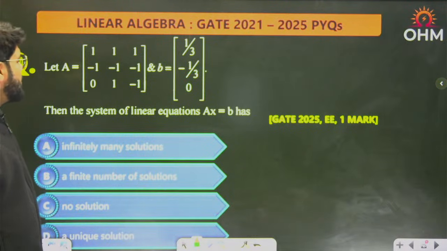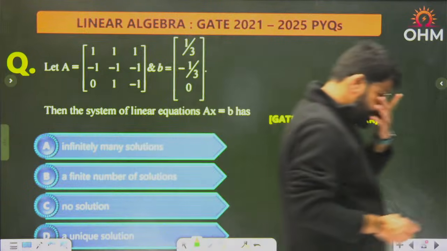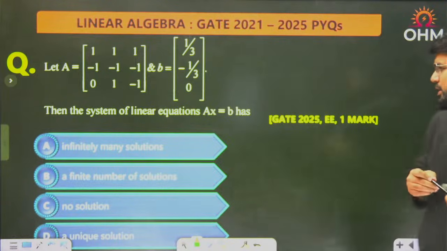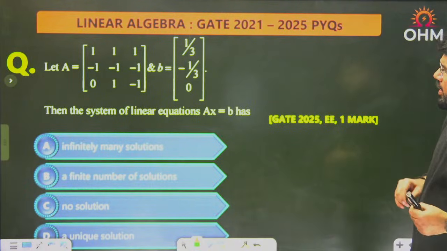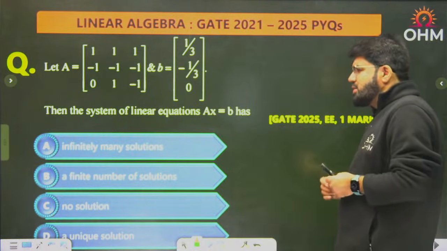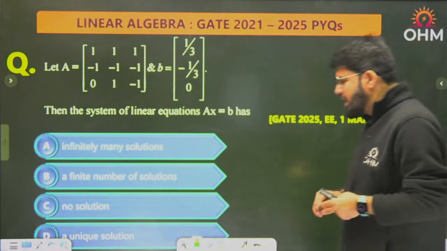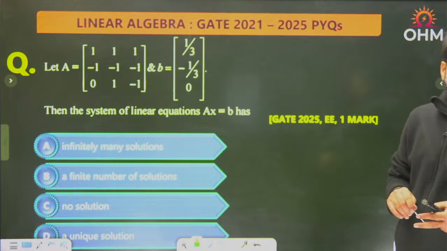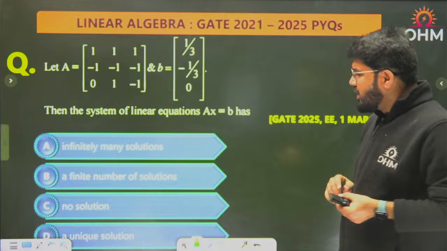Next question. All right, system of linear equations coming up here. Next question, GATE 25 DA, 1 mark question it is. Let A and B be given to you. What does the system of linear equations have? Infinitely many solutions, finite number of solutions, no solution, or a unique solution. Which of the conditions will be satisfied?